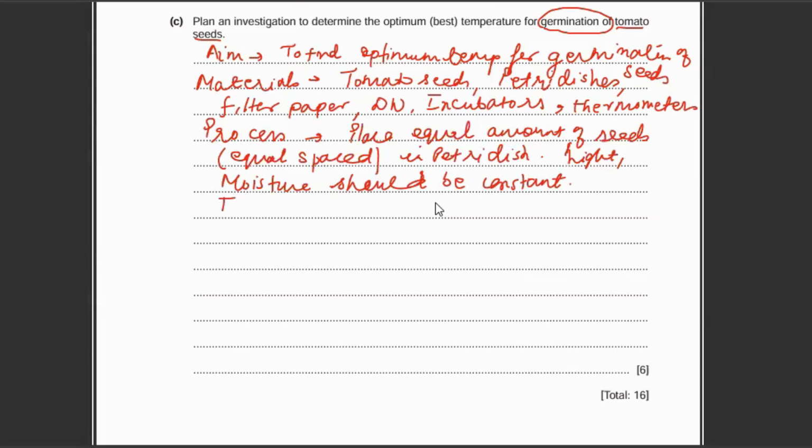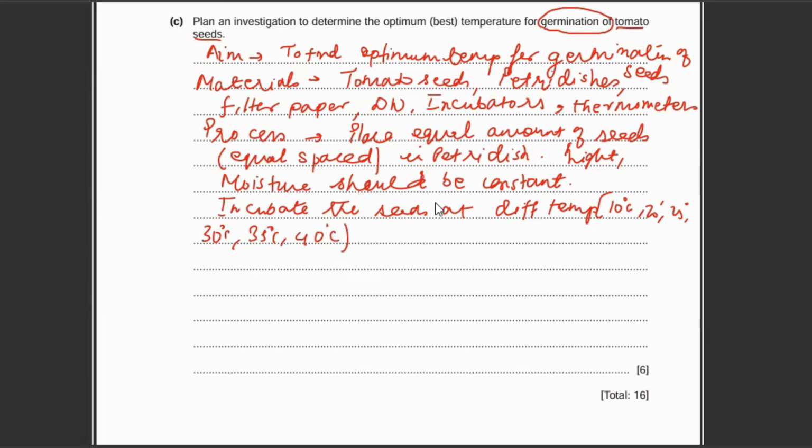Now, incubate the seeds at different temperatures. You could take a range of temperatures, at least 5 readings. Say, you start with 10 degrees, then you go for 20, 25, which is the normal room temperature, and then 30, 35 and 40 degrees. There you go.